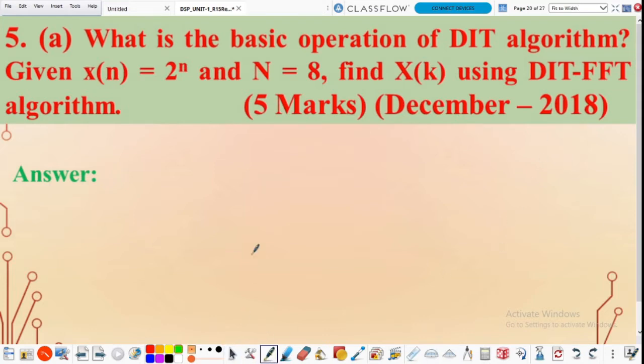First, explain what the basic operation of the DIT algorithm is. First draw the DIT FFT butterfly diagram. So what is the decimation in time FFT algorithm? In decimation in time FFT algorithm, the input sequence is stored in shuffled order, and the output sequence is in natural order. So what is the shuffled order? The shuffled order is x of 0, x of 4.